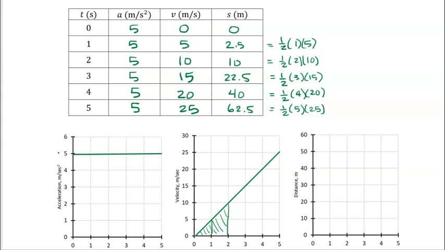All right. So at 1, we're at 2.5, so maybe about there. And then at 2, we're at 10. Okay, and then 22.5 is about there. And then at 4, we're at 40. And then at 5, we're at 62.5, which is a little bit off the graph, so it's about here. Okay. All right, now what happens if I connect that up? At 0, we're at 0. So let's connect this up. Let me see if I can draw a decently smooth curve here.